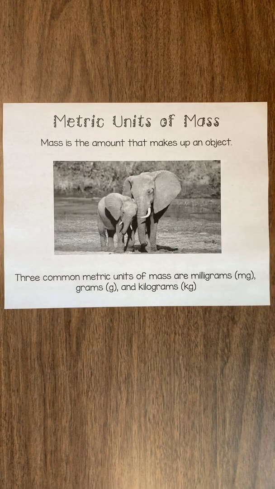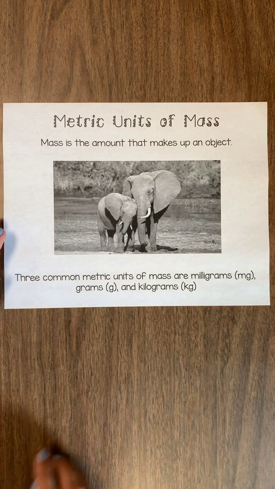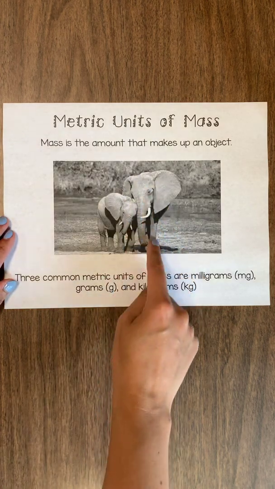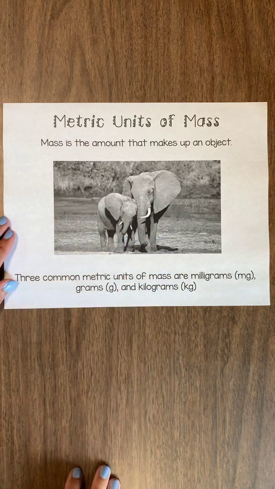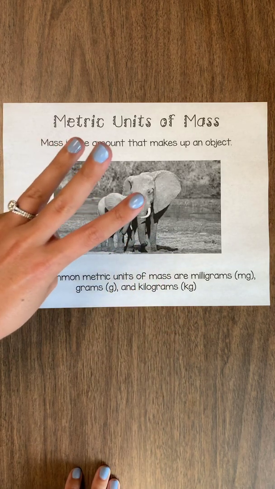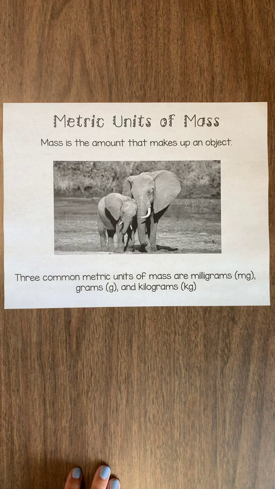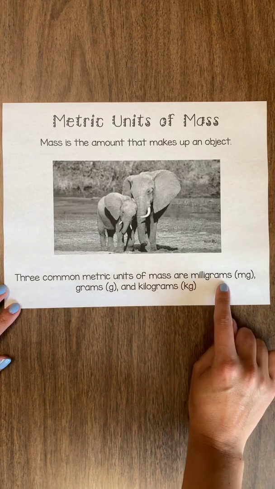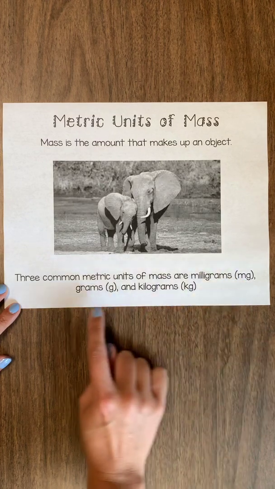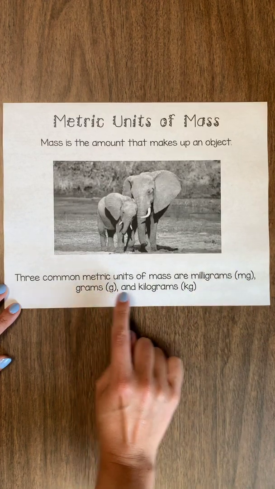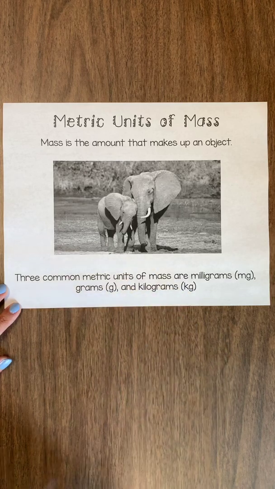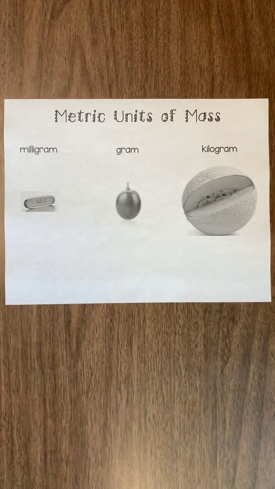Other than measuring the amount of liquid that a container can hold, we can also measure an object's mass. Mass is the amount that makes up an object. For example, this larger elephant's mass is much larger than a smaller elephant's mass. There are 3 common metric units that we use when we're measuring mass: milligrams, which is abbreviated this way, grams, which is abbreviated this way, and kilograms, and again, its abbreviation.